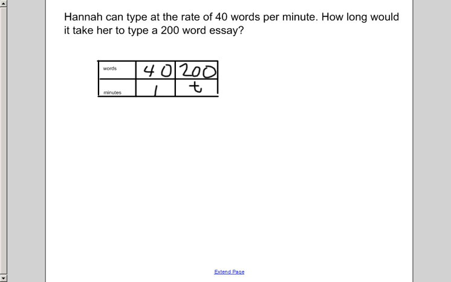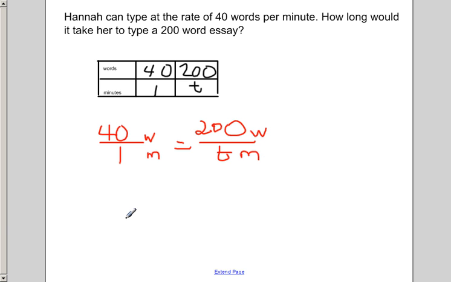All right, now I'm going to take that table of information and translate it into a proportion. So I've got 40 over 1, and this represents words, and this represents minutes, equals 200 words, and we've got our T minutes. All right. Now, this is an open proportion, one of our new vocabulary words.